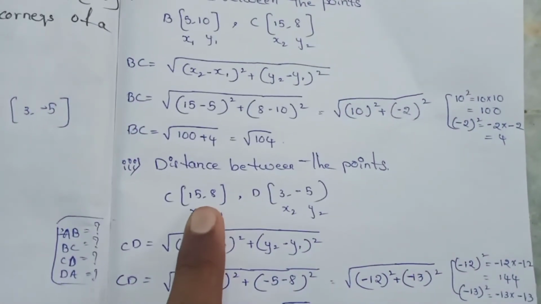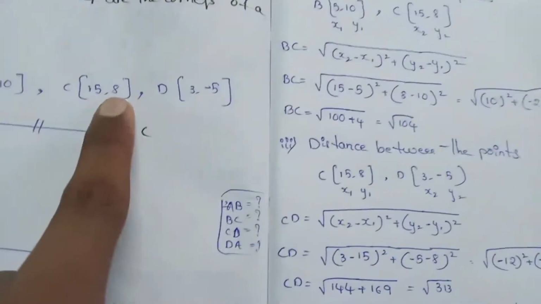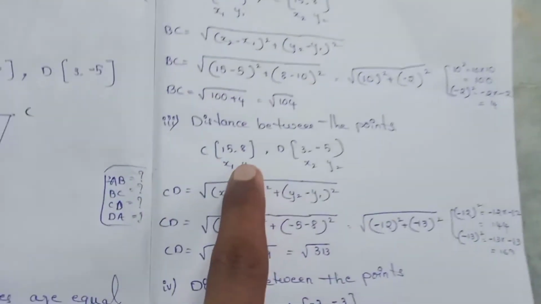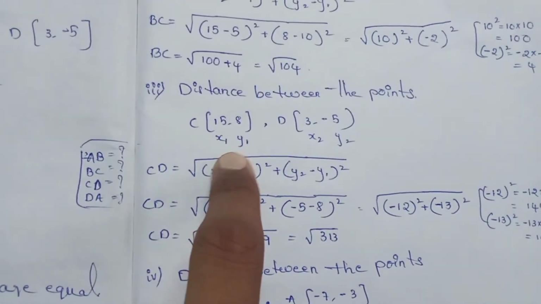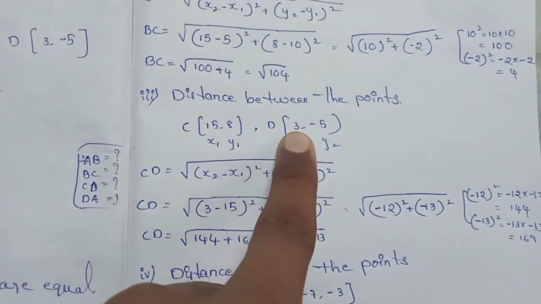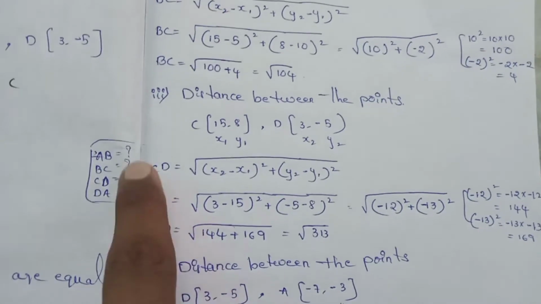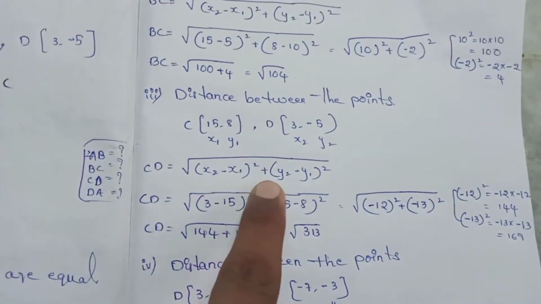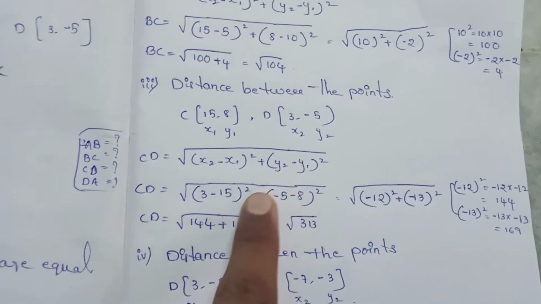Next, what distance do we have to find out? CD, the distance between the points. What is the value of CD here? C is 15 comma 8. D is 3 comma minus 5. Same, in this also we have to find out x1, y1 and x2, y2. Here it is x1, here it is y1, here x2 and here it is y2. Same formula: CD is equal to root of (x2 minus x1) whole square plus (y2 minus y1) whole square.